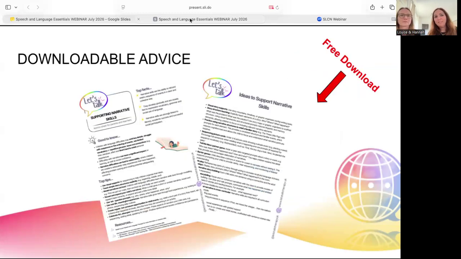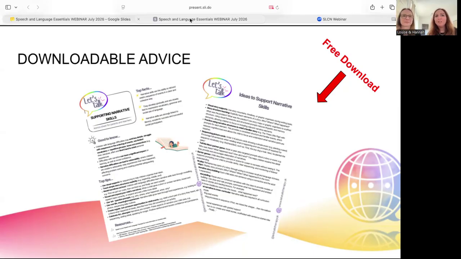We observed with the identification tool that it can highlight patterns within a class that can be targeted on a whole class basis, or patterns within groups of children. For example, attention and listening, as we saw in the example. Our advice sheets are quick and easy ways to access information about the specific area and provide ideas and activities you can begin using straight away. Here is an example of our supporting narrative skills advice sheet, which we will send you as a download and you can take away with you as soon as you get your recording through.